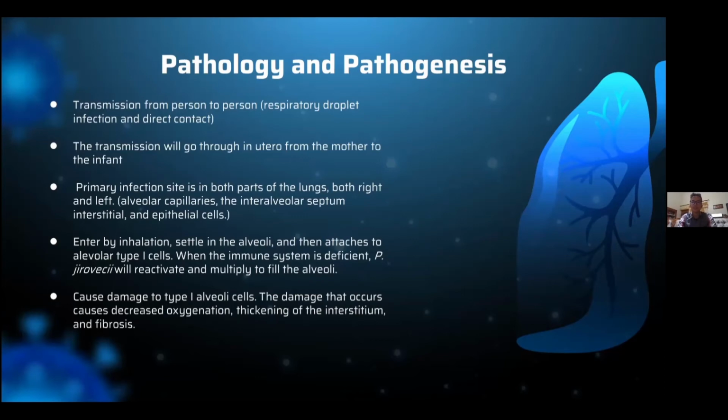PCP enters by inhalation, settles in the alveoli, then lives in the surfactant layer on the surface of the alveolar epithelial cells. In certain circumstances, this organism settles in the layer and undergoes reactivation when there is an immune system disorder. In this state, PCP increases in number and fills the alveoli. This organism will cause damage to type 1 alveolar cells. The damage that occurs causes decreased oxygenation, thickening of the interstitium, and fibrosis. When this happens, the alveoli and bronchi will be obstructed by the mass of fungi that have proliferated, resulting in asphyxia, which leads to respiratory failure.